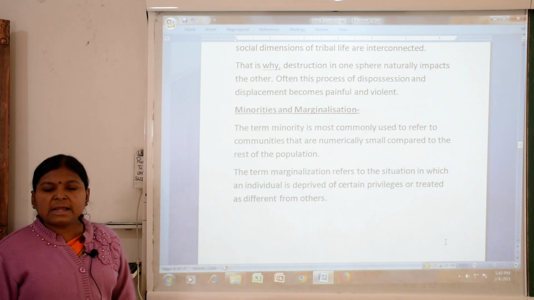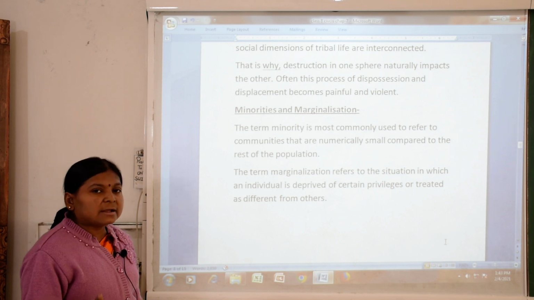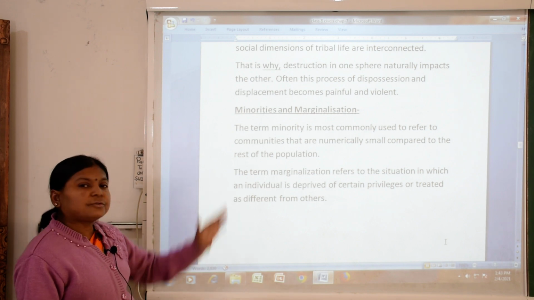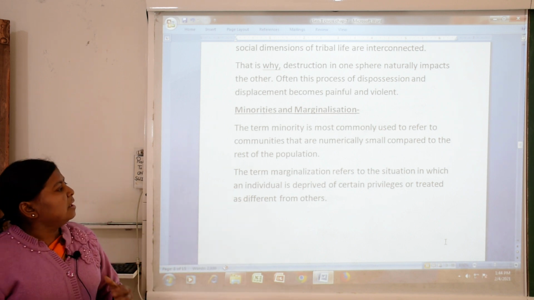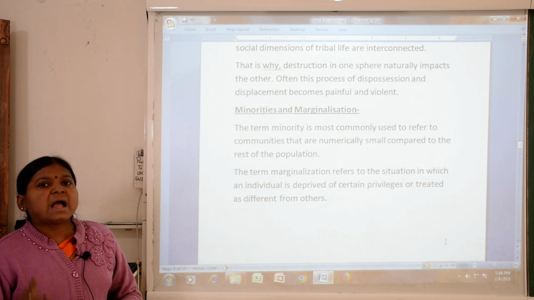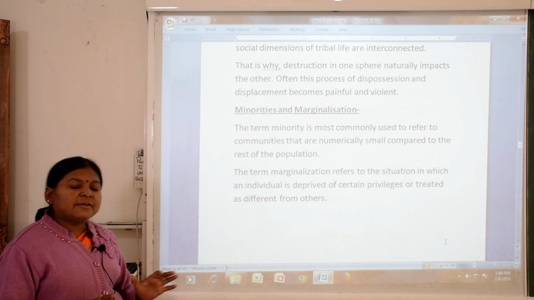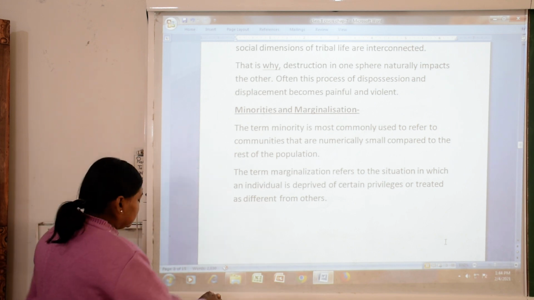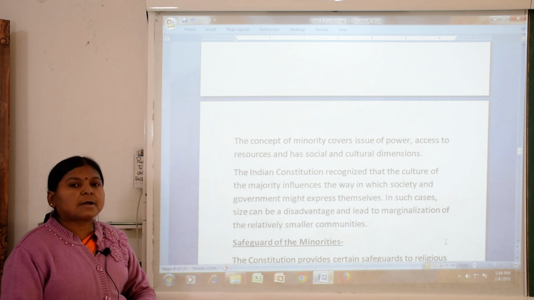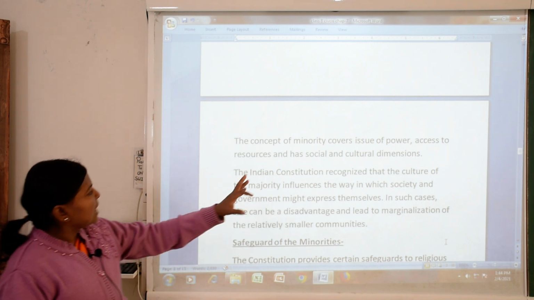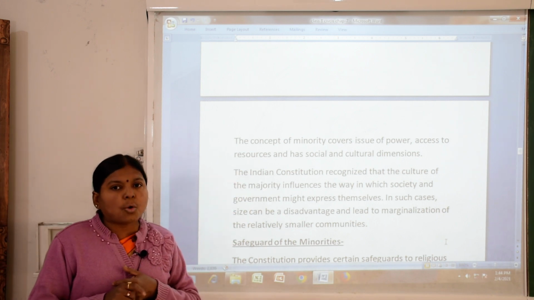Now you see what is called minorities and marginalization. The term minority is most commonly used to refer to communities that are numerically very small compared to the rest of the population. Do you know the term marginalization? It refers to the situation in which an individual is deprived of certain privileges or treated differently from others. So they come under these minorities. Now you see, the concept of minorities covers issues of power, access to resources, and social and cultural dimensions are also included in it.